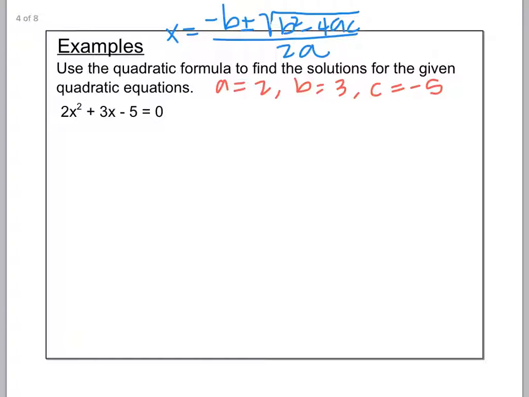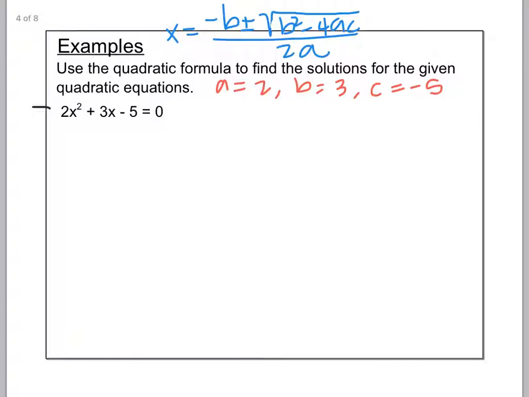In my first example, I have 2x squared plus 3x minus 5. You can see in pink, I already wrote out that a is 2, b is 3, c is negative 5. You don't have to write that step out, but sometimes it can be helpful.